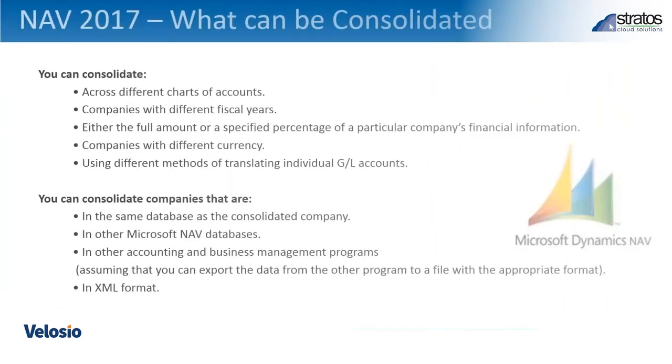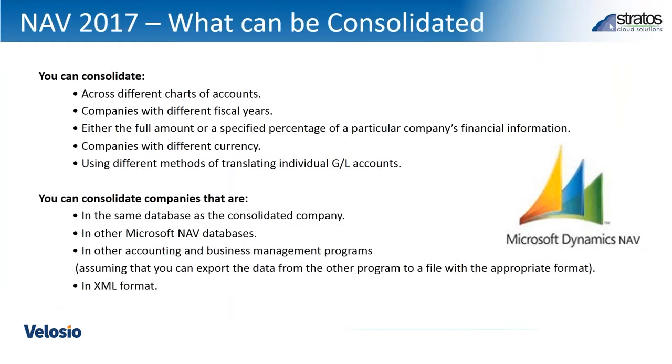Now, consolidating means combining the financial statements of two or more separate companies or subsidiaries into a consolidated financial statement. In NAV, each individual company involved in a consolidation is called a business unit. The combined company is called the consolidated company, and it's usually a company set up just for this purpose. It doesn't hold any normal business transactions.